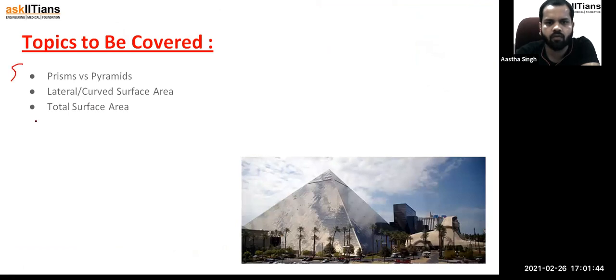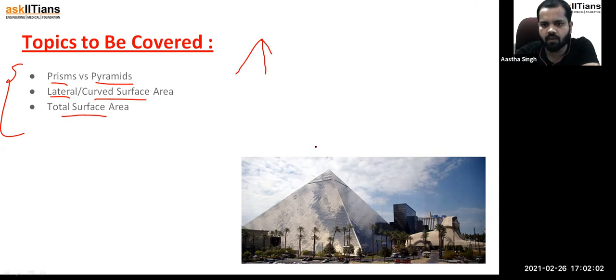We'll cover the topics of prisms and pyramids, prism versus pyramid, lateral and curved surface area, and total surface area. Let me give you an example. I think you all know the pyramid. You have seen in several movies the pyramids made in Egypt. So basically, a pyramid is a form like this.